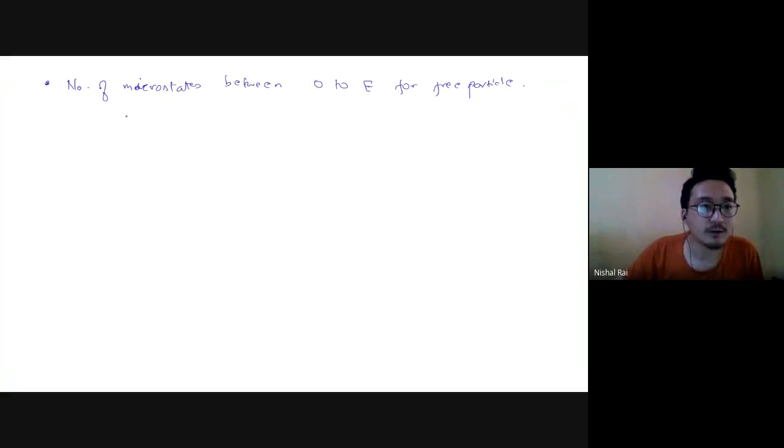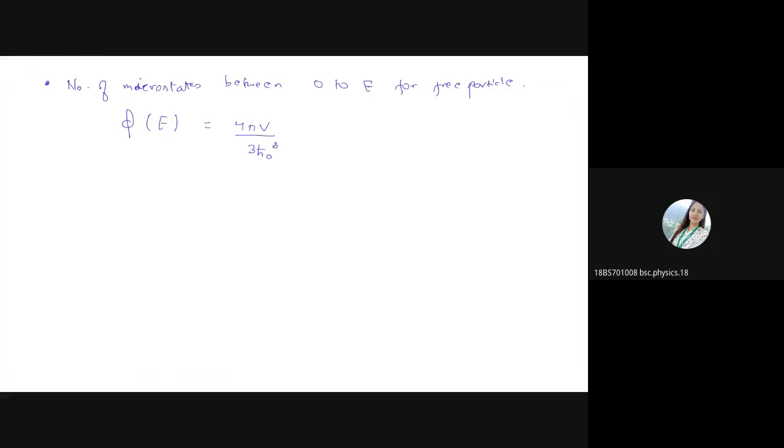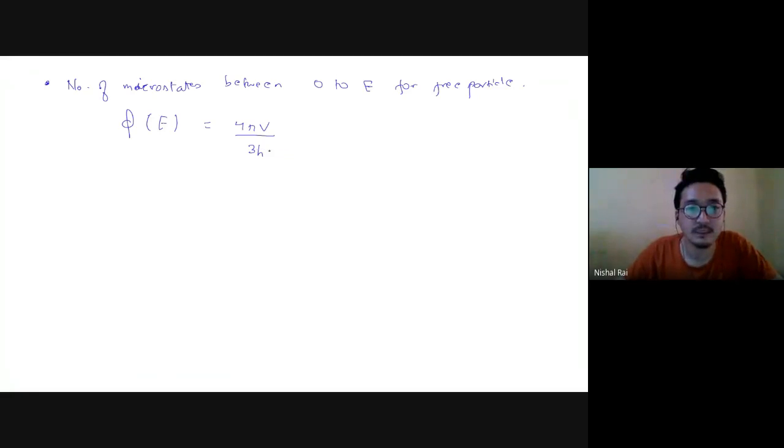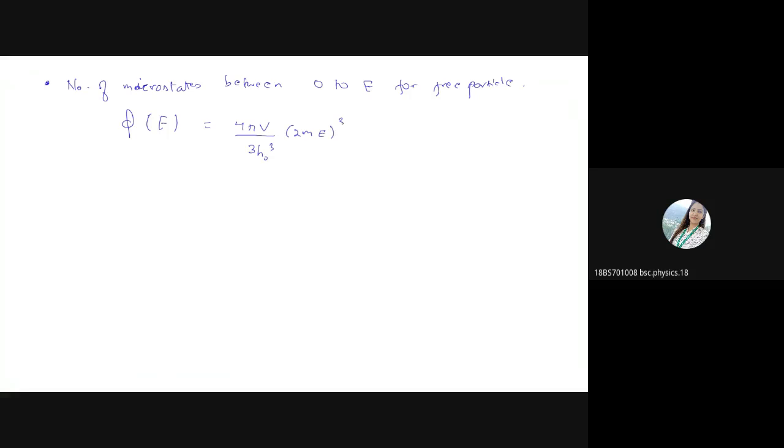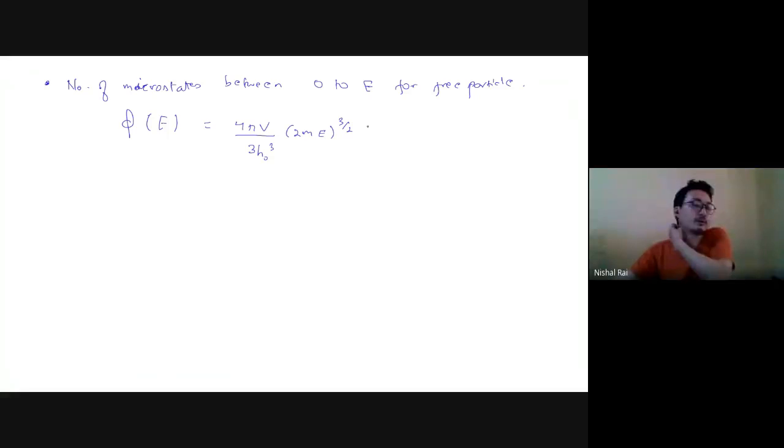What we found finally, the number of microstates between 0 to E, was how much? I think this is what we have got: 4 pi V divided by 3 h naught cube, times (2mE) to the power 3 by 2.